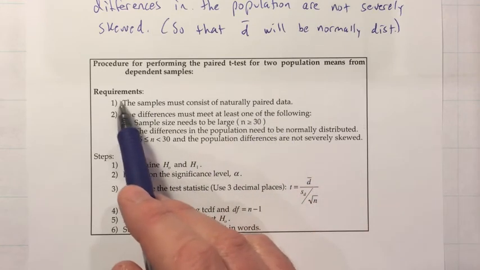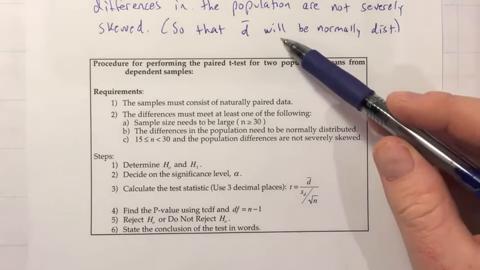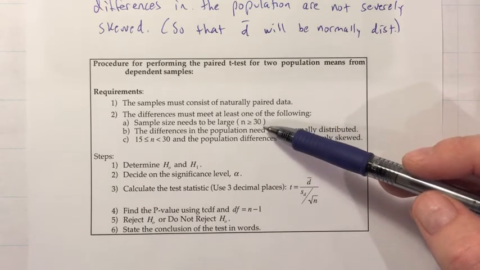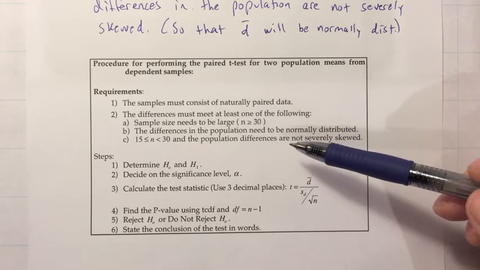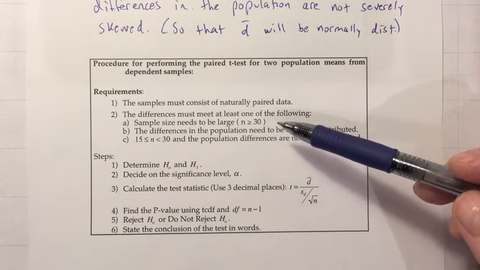So that line is listed as a requirement, but it's really more about choosing the procedure. Should we be doing the paired t-test from here or the type of test that comes in the next section? And then the second one is the real requirement for the D bar to be normally distributed. The easiest thing would be if your sample size was large. If n is greater than or equal to 30, D bar would be normally distributed no matter what kind of population differences have as their shape.